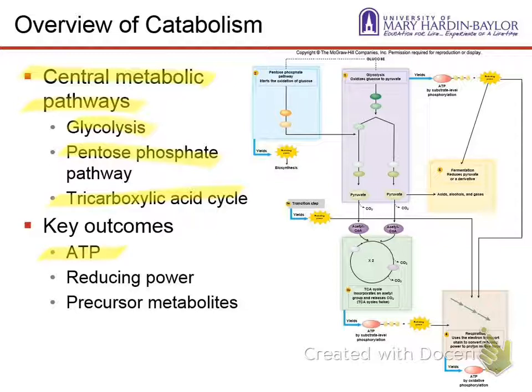And again, the key outcomes are production of ATP. That's the energy currency of the cell. That's where a good bit of it comes from. We get some reducing power, but not all of it comes out of those pathways. A good bit comes out of the electron transport chain, right? Only a little bit comes out of these pathways. But the reducing power then can lead into the electron transport chain and make more ATP there. And then we get precursor metabolites that are those building blocks for making those macromolecules.